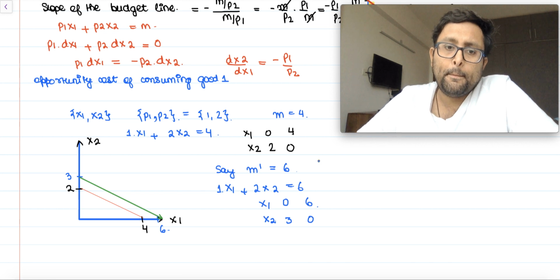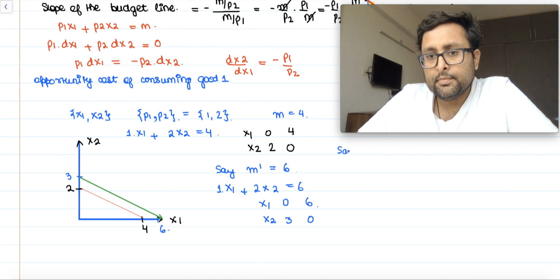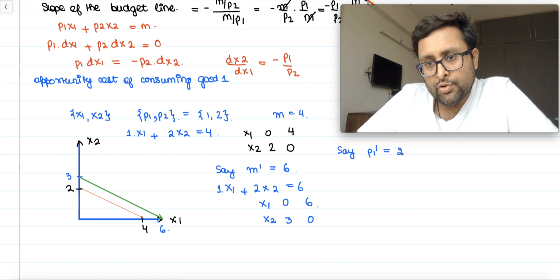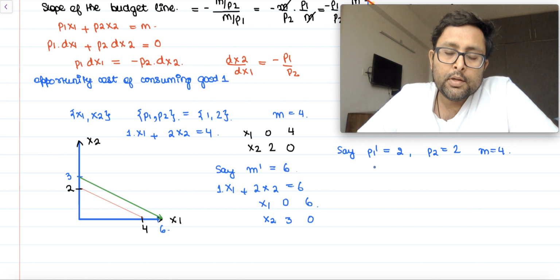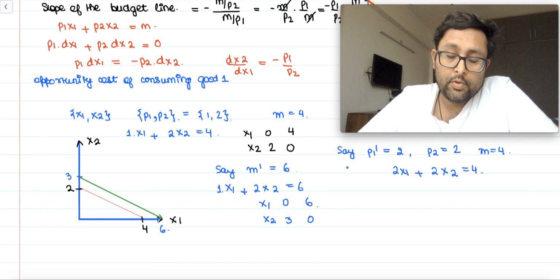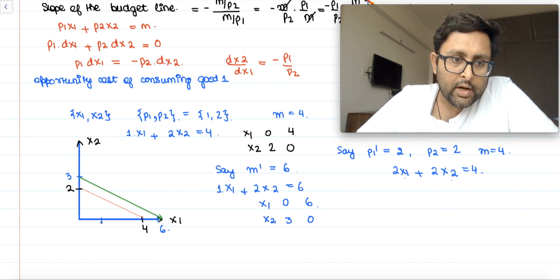Say P1 dash changes to 2, P2 is still the same at 2, and income is still the same as the original income. So your budget constraint becomes 2x1 plus 2x2 equals 4. Let's see how the budget constraint would look. When x1 is 0, x2 is 2. When x2 is 0, x1 is 2. So you have this thing here.